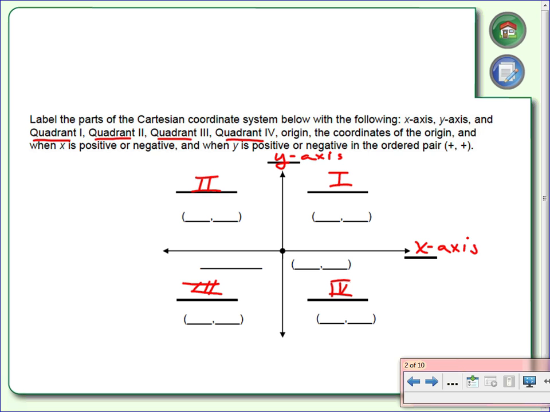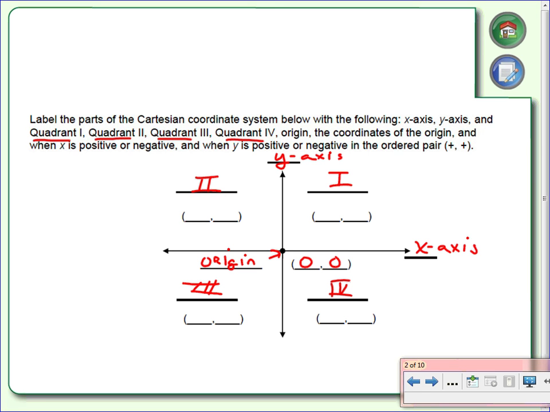Now, origin. Where am I going to find the origin on this Cartesian coordinate system? Right in the middle. Okay, so this point right here is called the origin. So let's go ahead and label that right here. That is called the origin. And the coordinate for that origin, or the ordered pair for that point, is 0, 0. Let's go ahead and label that as well. 0, 0. Now, depending on what quadrant we're in, the x and y values could be positive or negative. It just depends on what quadrant we're in.